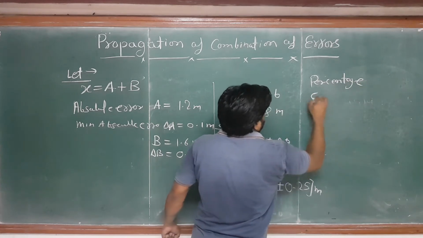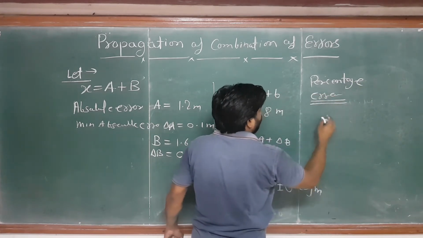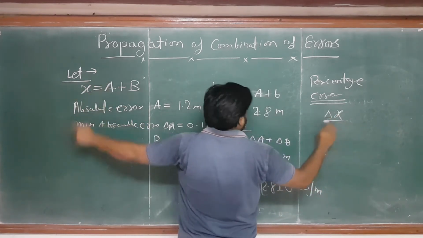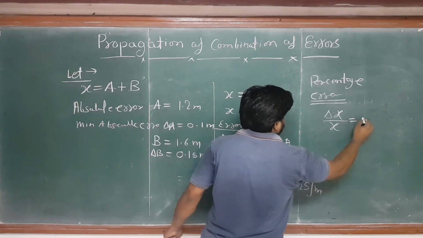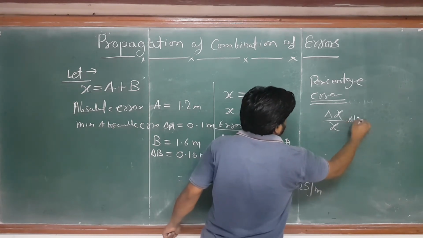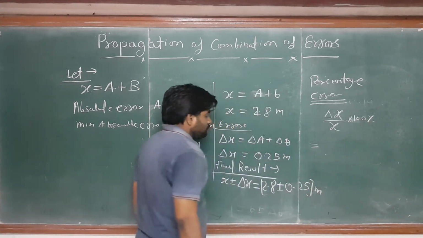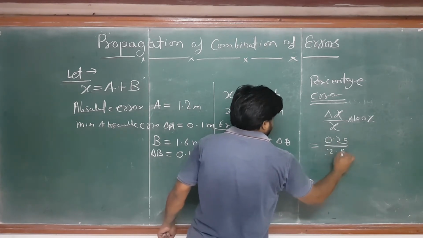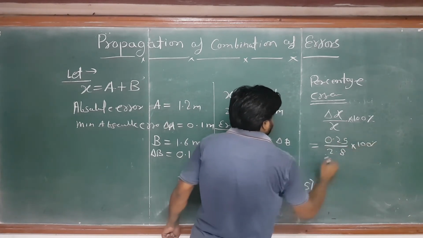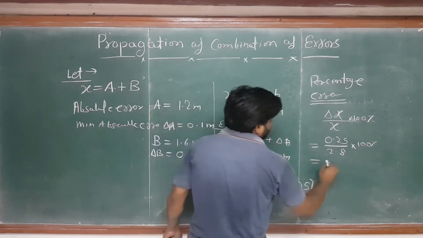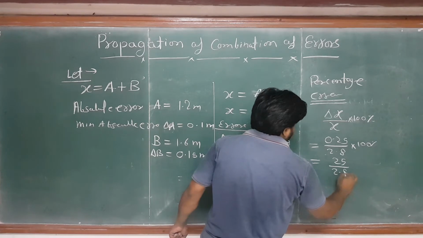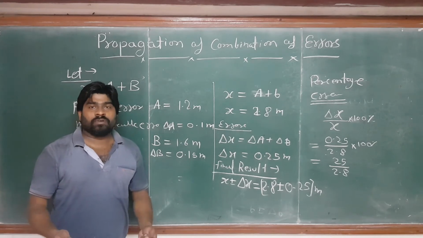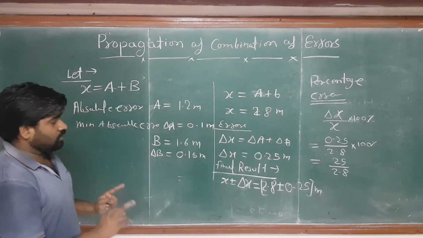Percentage error. So if you want to calculate the percentage error, then what do you have to do? You have to find the percentage error for x. Then del x divided by x into 100%. So I am going to do it for you. It is 0.25 divided by 2.8 into 100%. So it's 25 divided by 2.8, and you just multiply and divide, then the percentage error would come. Okay, now this got completed.